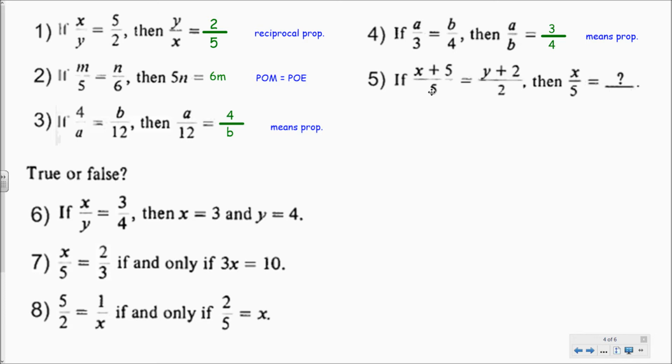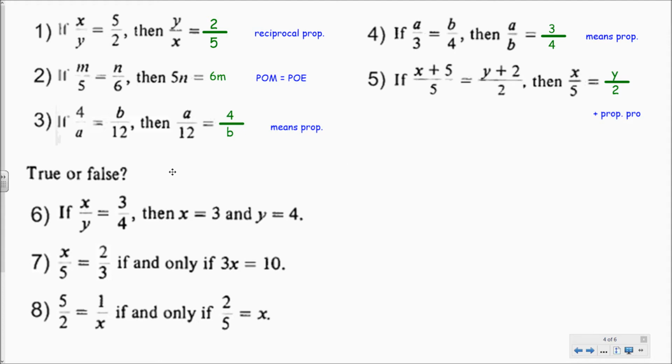And in the last one, if I look at it, again I have a sum value, and I'm reducing this down to x over 5 by basically just subtracting 1 from both sides. And I can use the addition property of proportions to do that.